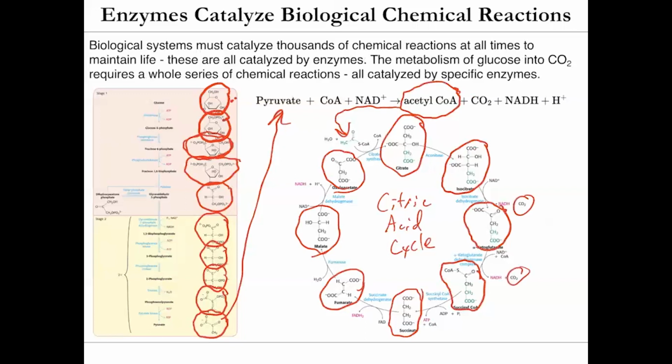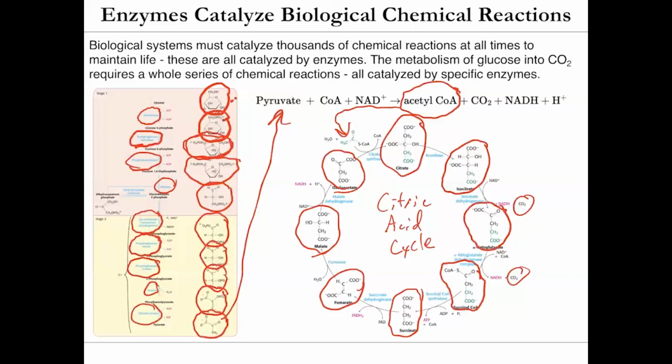Now, every single one of these chemical reactions, every one of these transformations of glucose to CO2, is catalyzed by a specific enzyme with a specific name and a specific way that it functions. So we have hexokinase, phosphoglucose isomerase, phosphofructokinase, aldolase, glyceraldehyde 3-phosphate dehydrogenase, phosphoglycerate kinase, phosphoglycerate mutase, enolase, pyruvate kinase, and so on and so forth. The same with the citric acid cycle. These are different enzymes catalyzing each of these specific reactions.